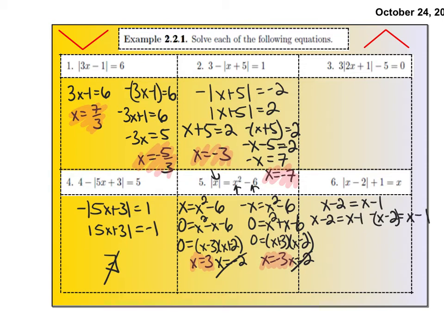Now I'm going to distribute my negative and add the x's to the other side. Add the 1, divide by 2. x equals 3 halves. Oops.